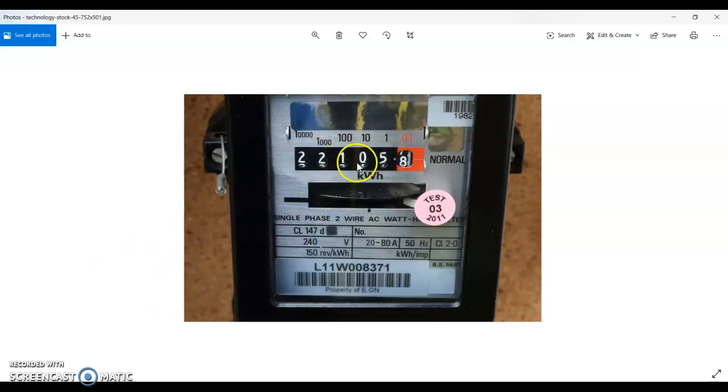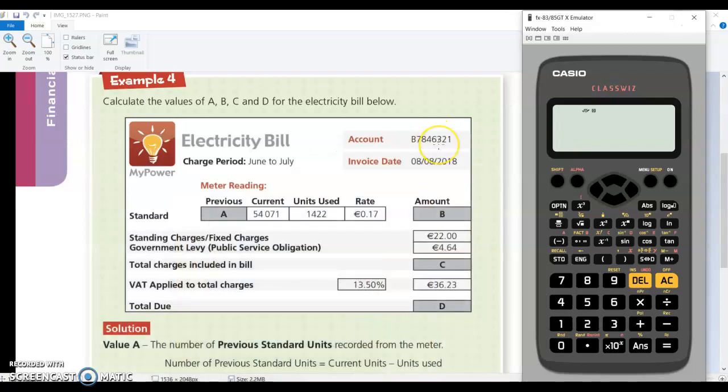22,105, almost 22,106. Basically, if you come back in a month's time and that reads 23,105.8, it means you've used 1,000 units of electricity, and that's what you will be charged for. Okay, so there is a meter on your house recording how many units of electricity you use, and that's what you're charged for.